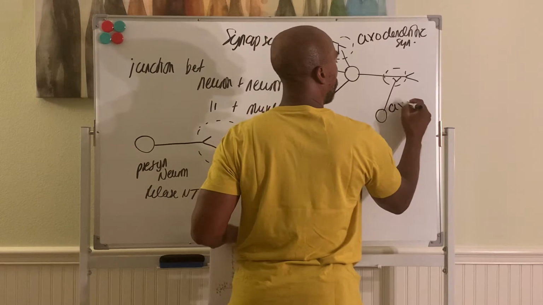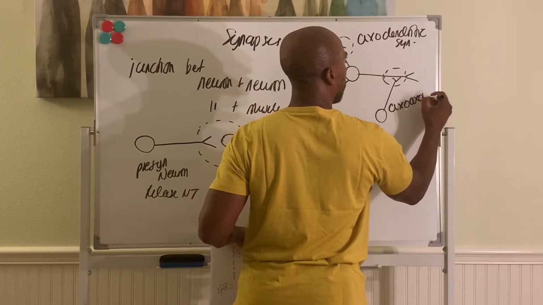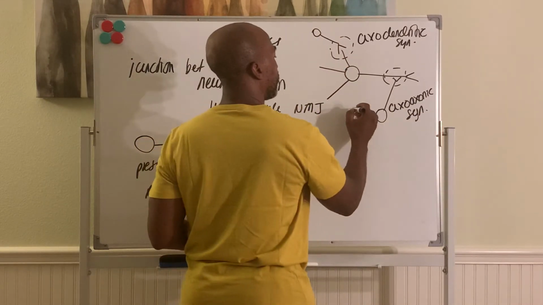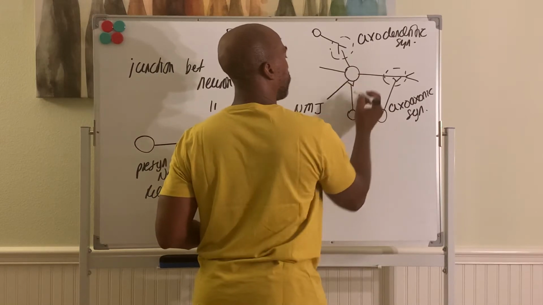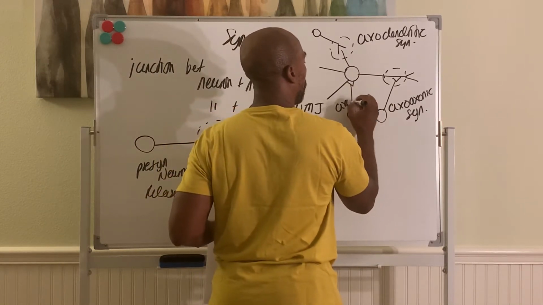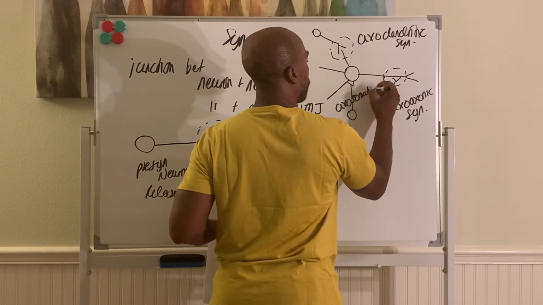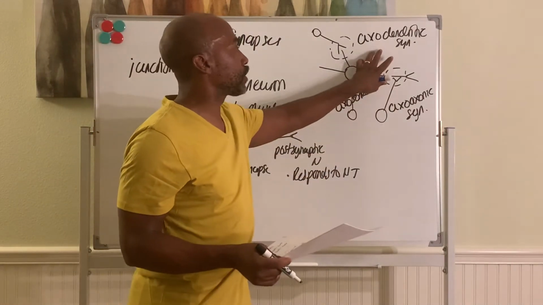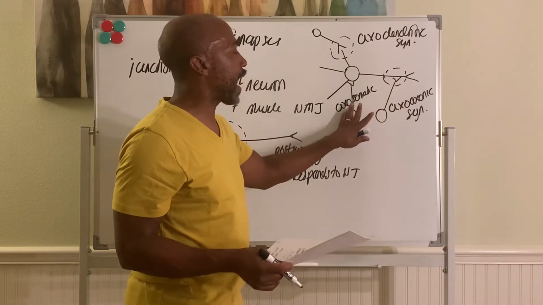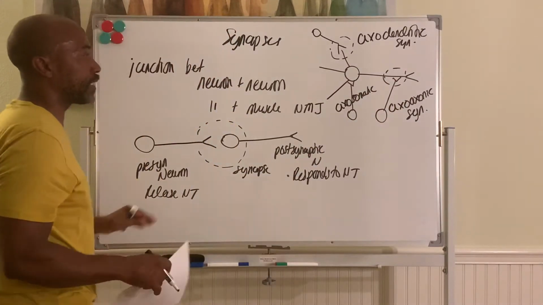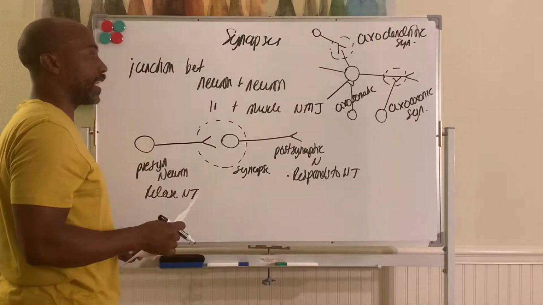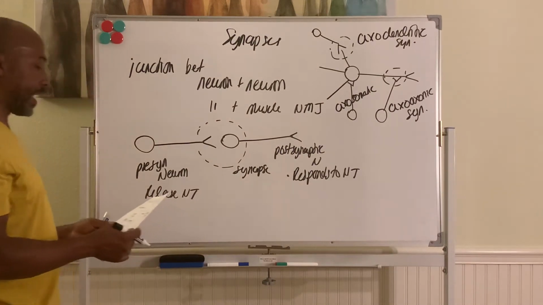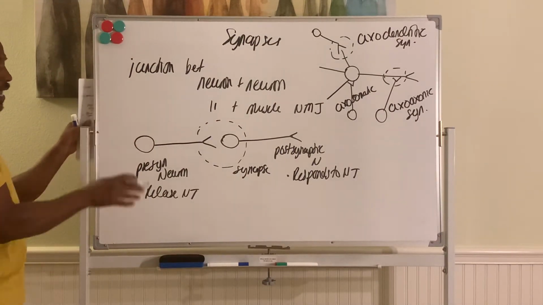That's called an axoaxonic synapse. Or you may have a synapse with the soma. That's called an axosomatic synapse. So you have three different structural classes of synapses: the axodendritic, axoaxonic, and the axosomatic synapse. But no matter what kind of synapse it is, basically the same kind of process takes place at the synapse when it's active. So let's look at the events that occur at a synapse.